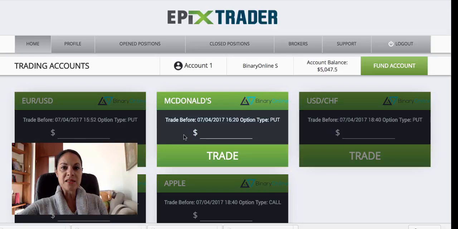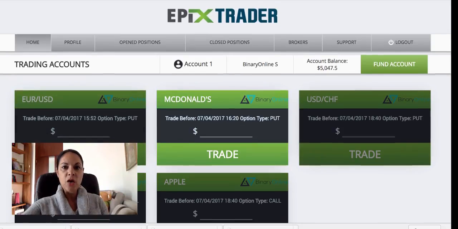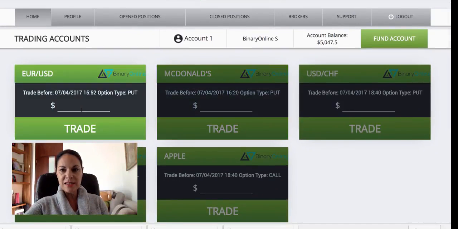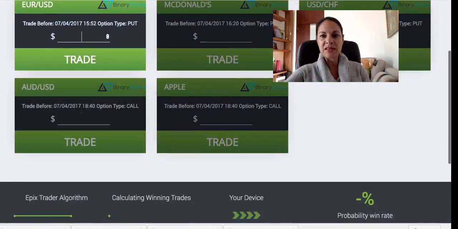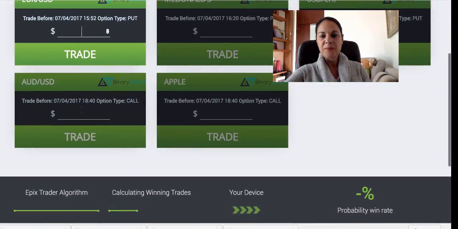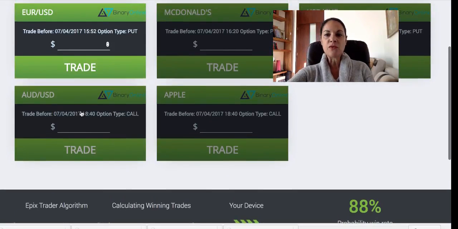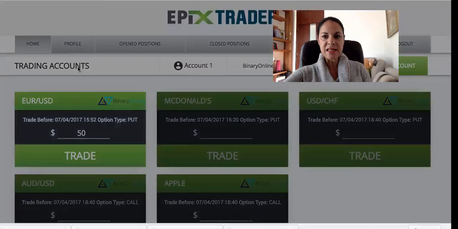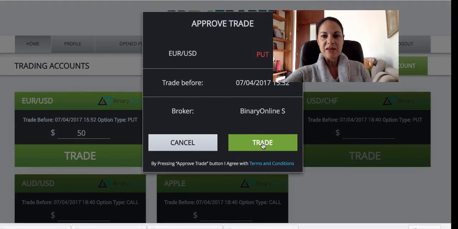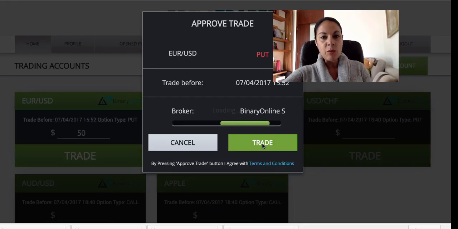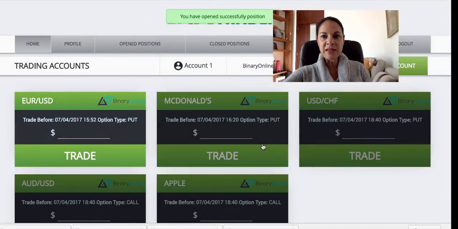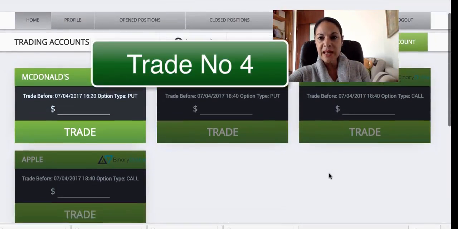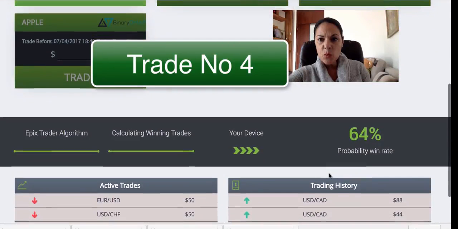I have a new signal. This time it's euro against US dollar. Let's have a look at our probability win rate, and it's 88%. I hope this time that I will be successful with being able to trade. Yes, it seems like I will be able to take this trade at a put, and there I have my execution going on. So this is the fourth trade that I am taking, and let's have a look and see.